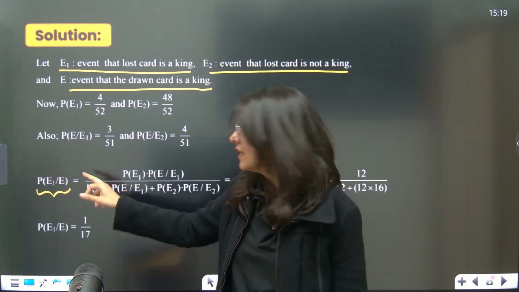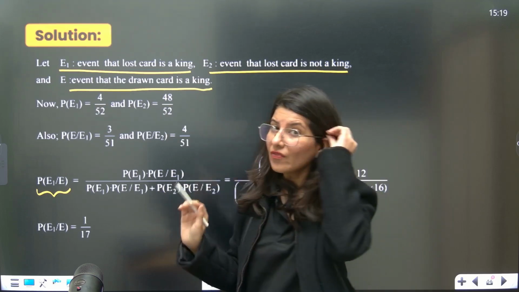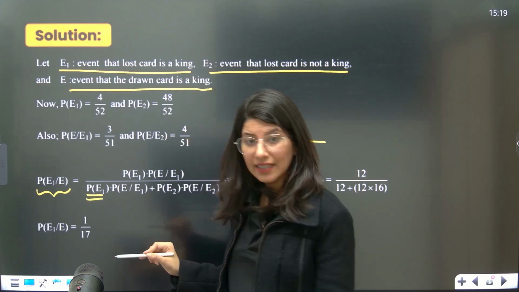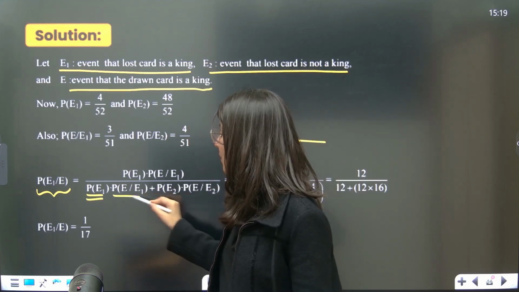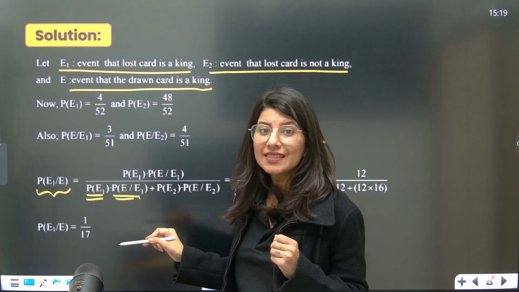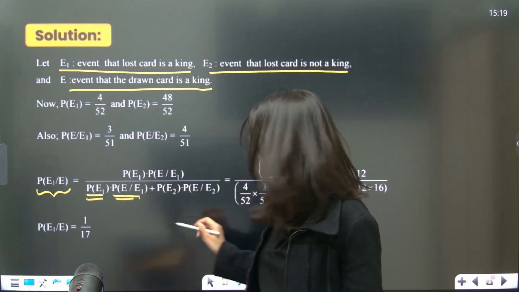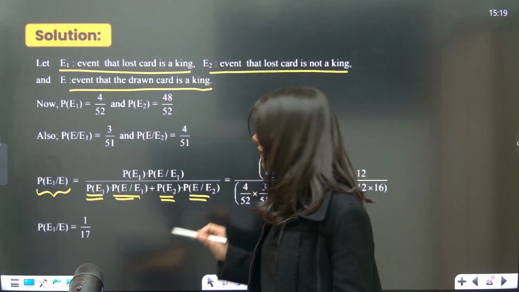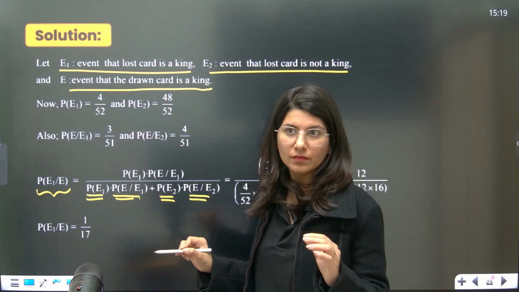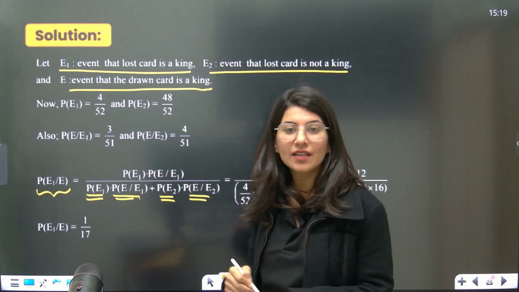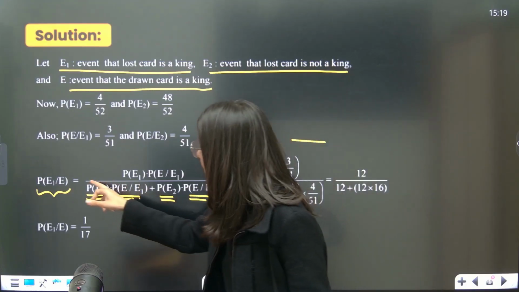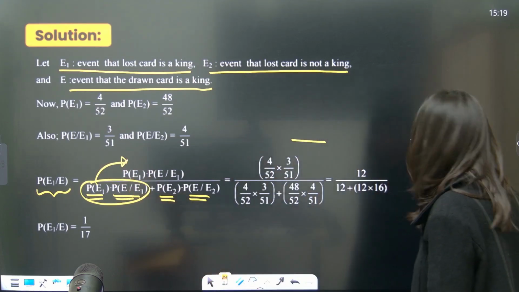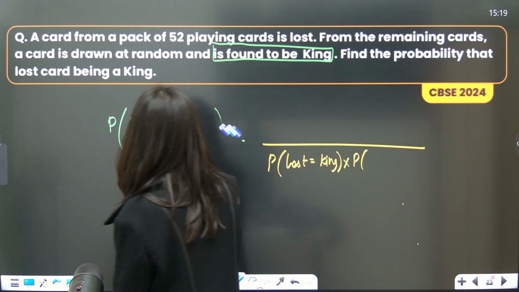Remember, understanding is equal to, now the denominator is obviously the total probability. So in the denominator, the probability that the lost card is a king, multiplied by the probability that the drawn card is a king given that the lost card is a king, plus the probability that the lost card is not a king and the probability that the drawn card is a king given that the lost card is not a king. And now this thing will be written in the numerator. See, understand, let me tell you. Sorry, let me not tell you the whole process.